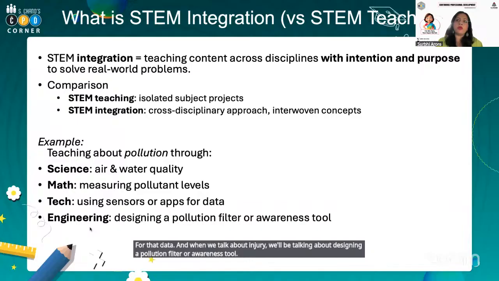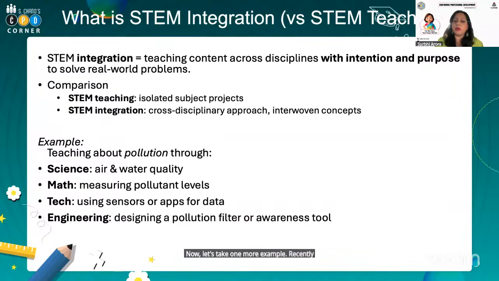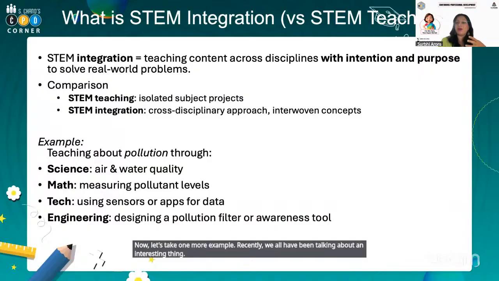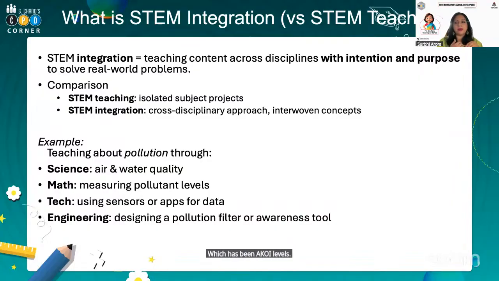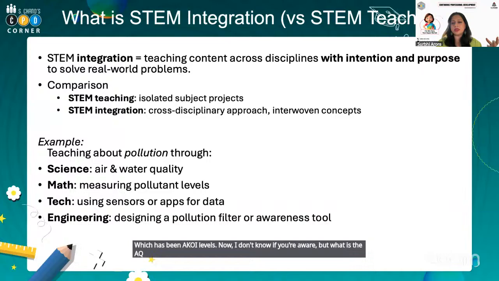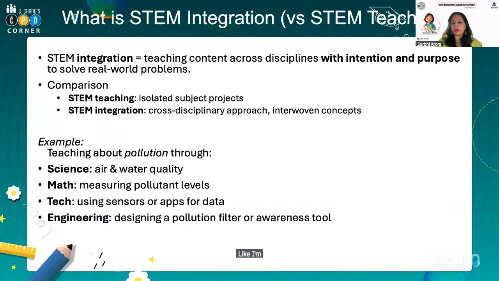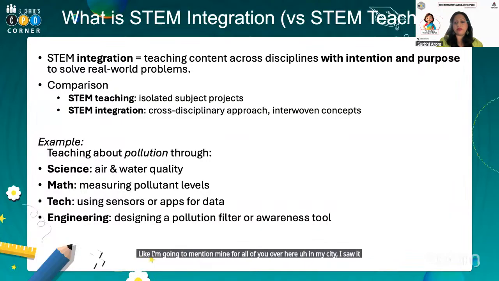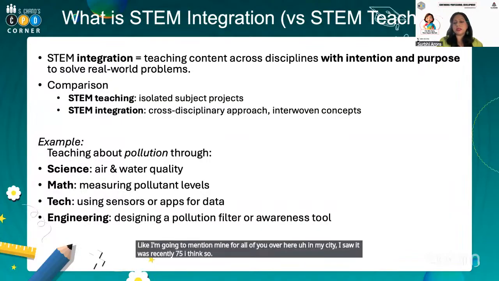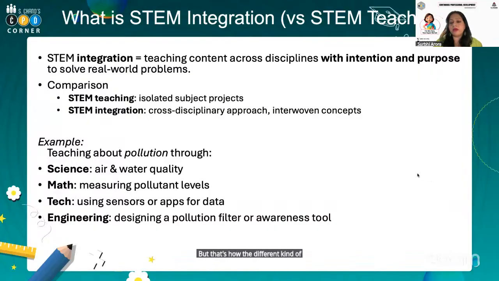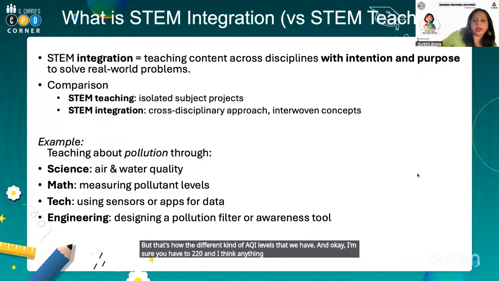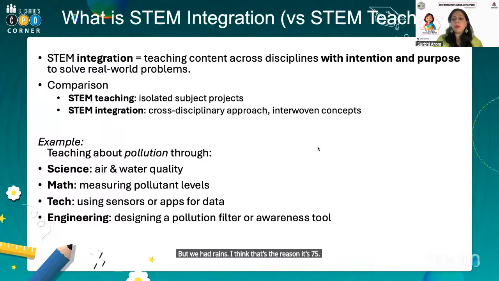Now, let's take one more example. Recently, we all have been talking about an interesting thing, which has been AQI levels. I don't know if you're aware, but what is the AQI level in your city? I'm going to mention mine for all of you over here. In my city, I saw it was recently 75, I think. But that's how the different kinds of AQI levels are. And I'm sure some of you have 220, and I think anything beyond 100 is already alarming. But we had rains. I think that's the reason it's 75. But when we talk about AQI, yes, it can be variable.